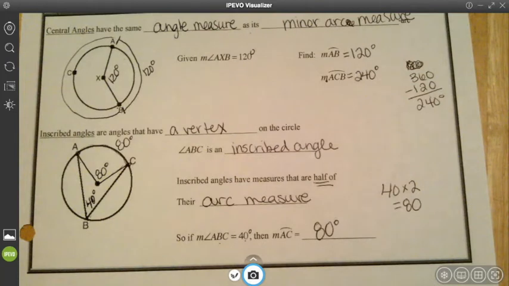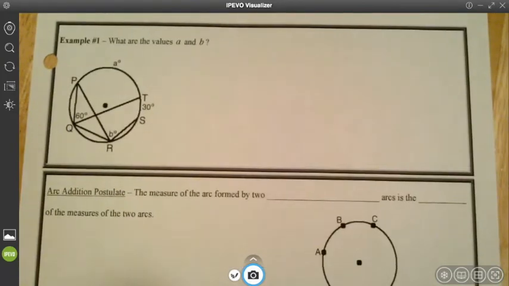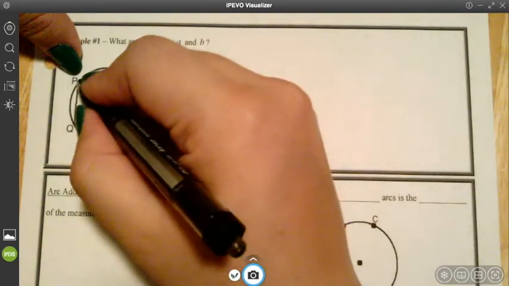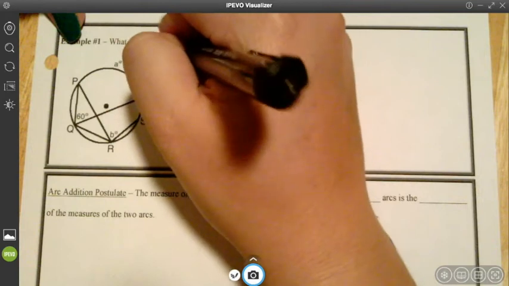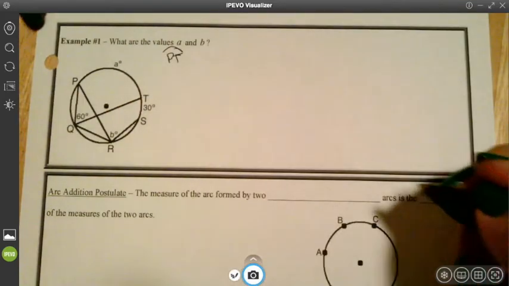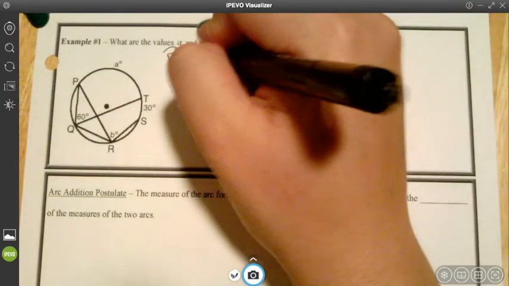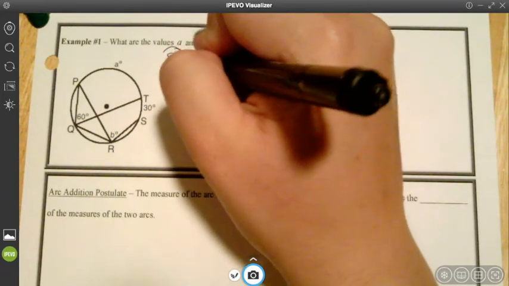Let's do another example. In this example, we want to find the values of A and B. A is the arc length of PT. B is an inscribed angle, PRS, inscribed.